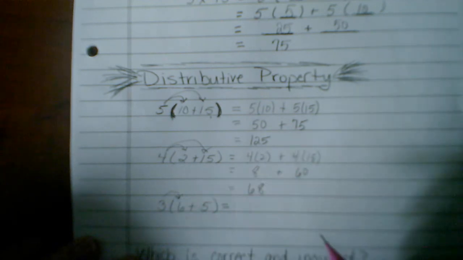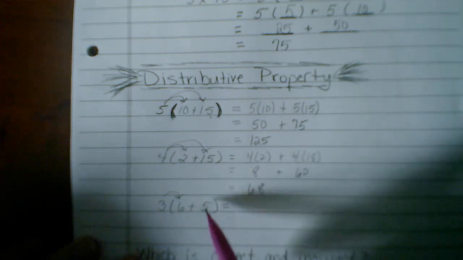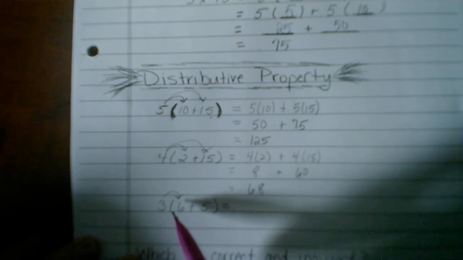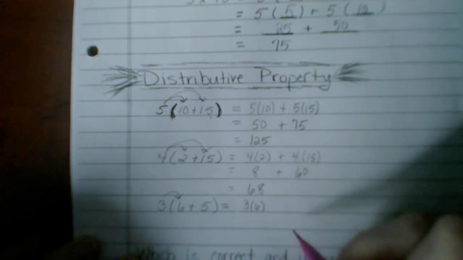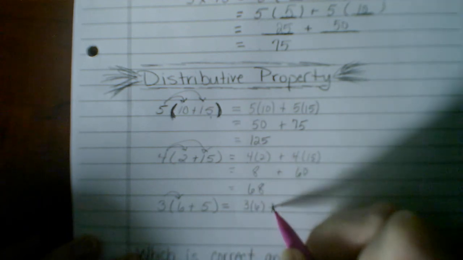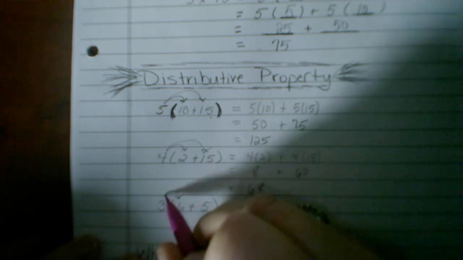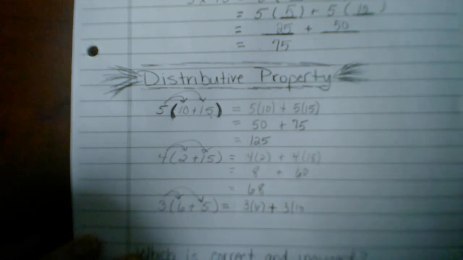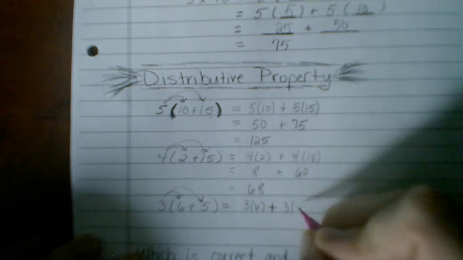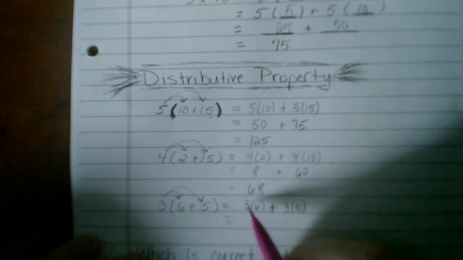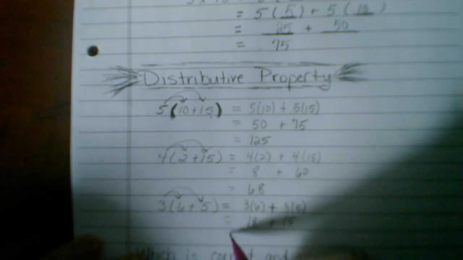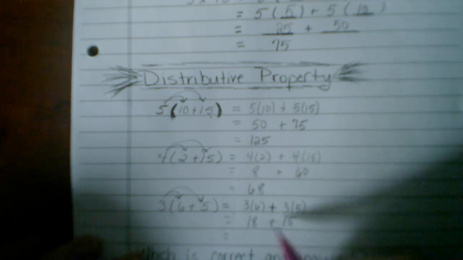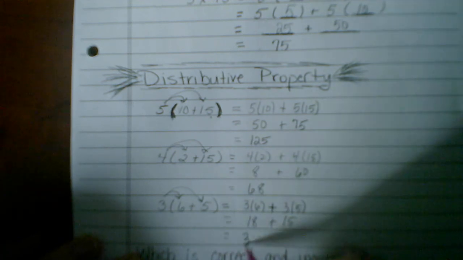Okay, last one here. 3 times 6. Oh, I'm sorry, I didn't read the problem. 3 times the quantity 6 plus 5. So we start with 3 times 6, bring over our plus sign, and then we're going to have 3 times 5. 3 times 6 is 18. 3 times 5 is 15. That gives us a total of 33.